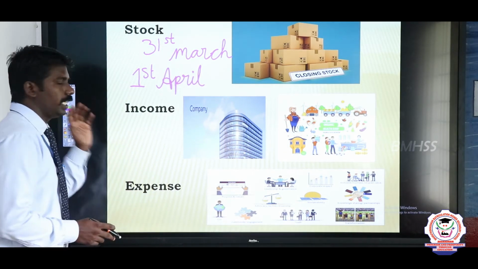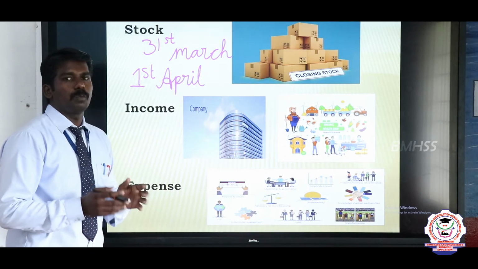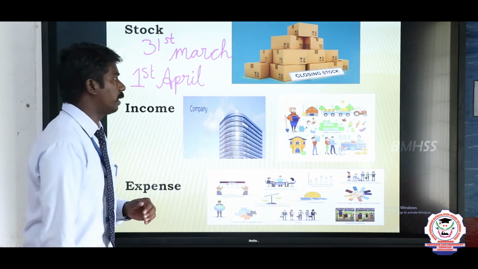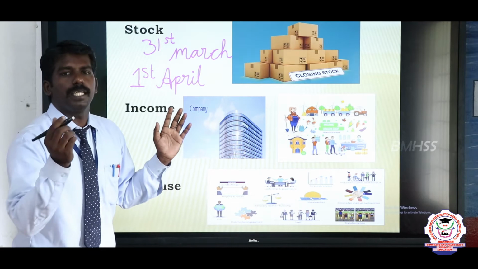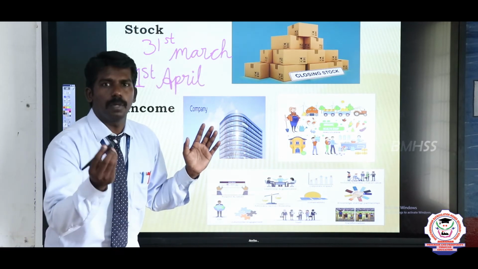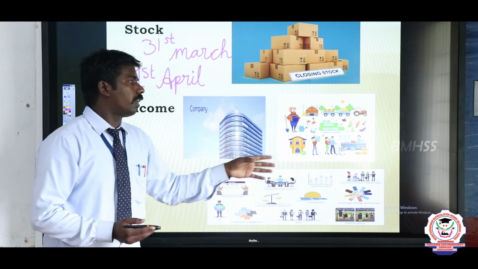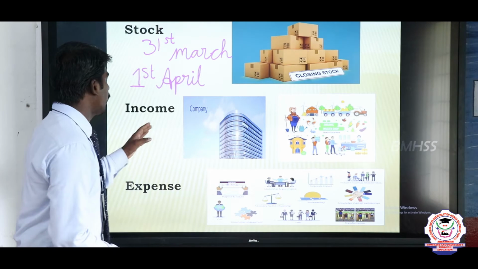And see the next one, income. What is income? Income is nothing but the company produced the goods and sold the goods to the consumer and earned the money from the consumer. This is what income is. Income means the company received money by financial activities or trading activities or administration and selling activities of the company. This is called income.